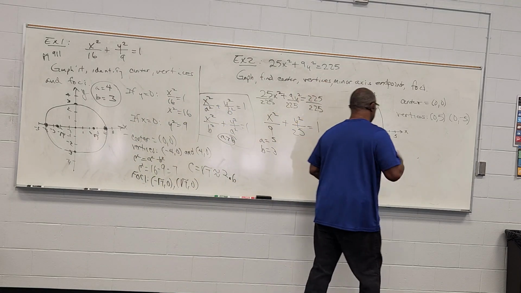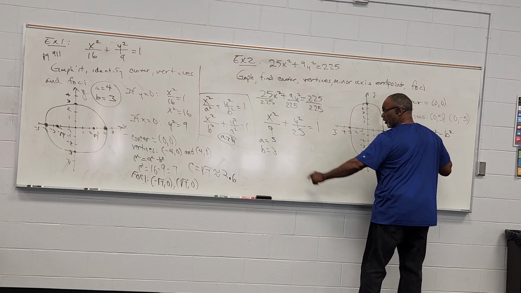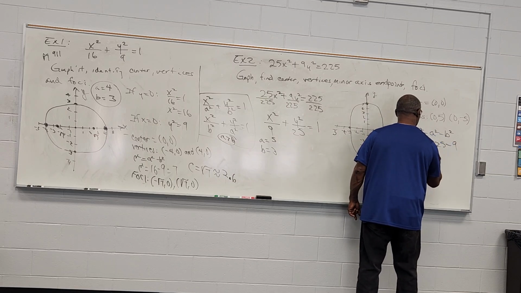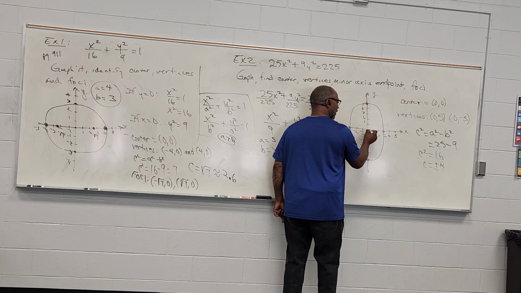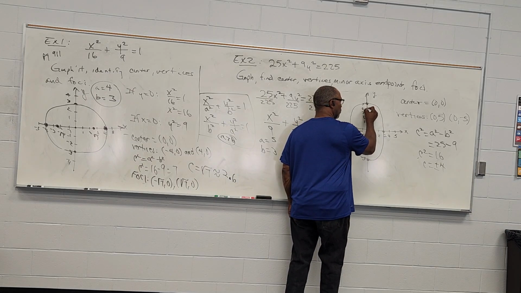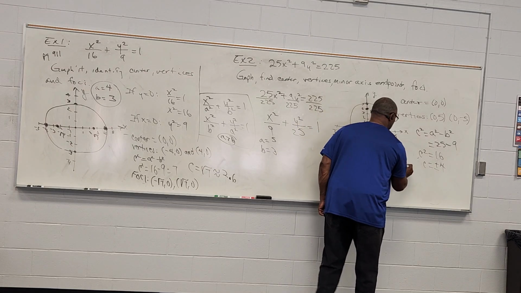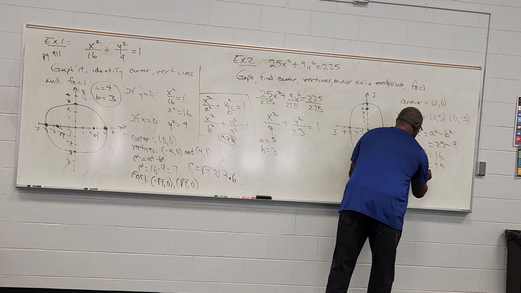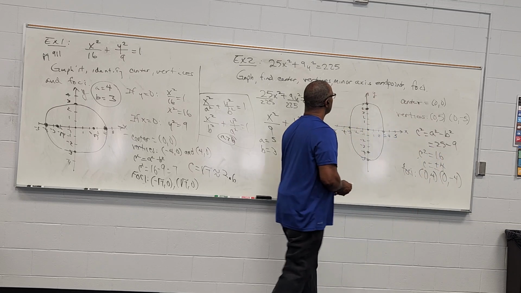I said that A is 5 and B is 3, so C squared is A squared minus B squared. A squared is 25 minus B squared, 9. So C squared equals 16, so C equals plus or minus 4. So again, C is the distance from the center to the foci. So I'll go 1, 2, 3, 4 places from the center along the major axis. So my foci will be 0, 4, and 0, negative 4. Okay?